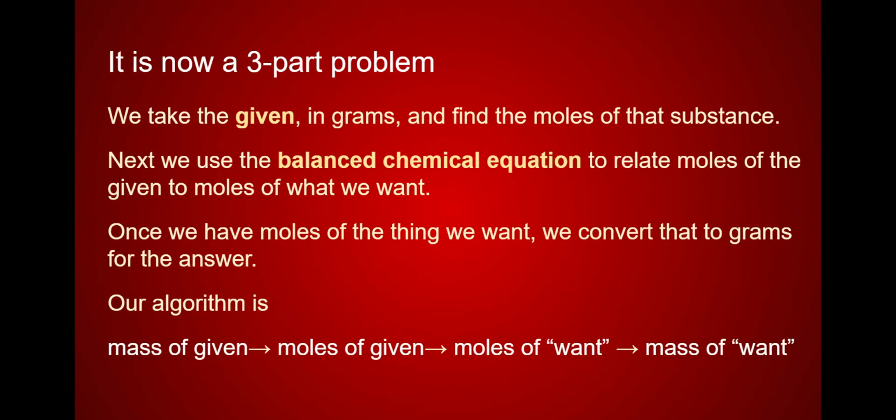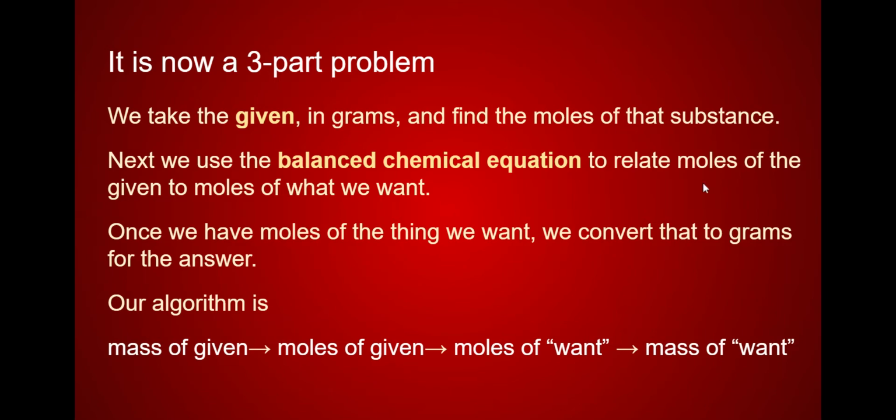We're going to take the given in grams, and we're going to find the moles of that substance. The balanced chemical equation relates moles of different things. So next, we use the balanced chemical equation to relate moles of the given to moles of what we want. Once we have the moles of the things we want, we can convert that to grams for the answer.